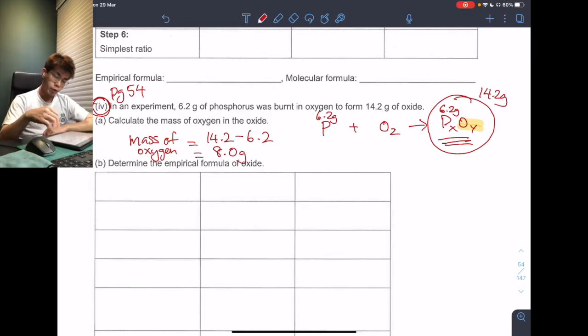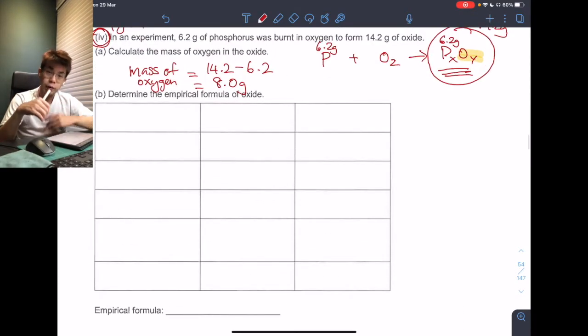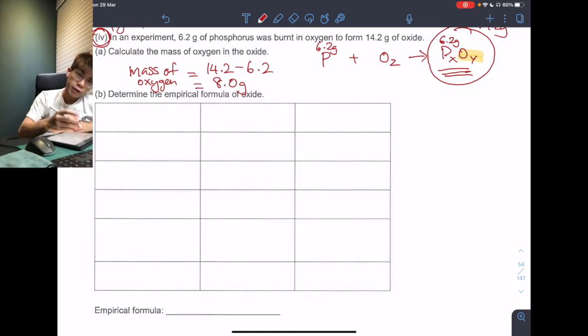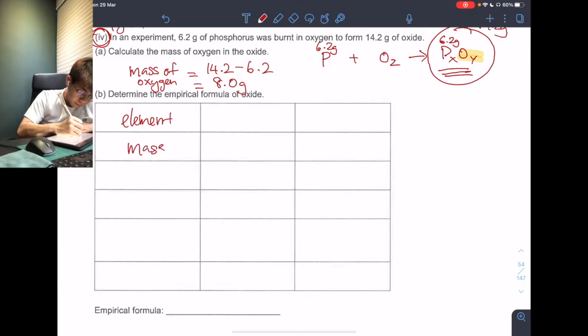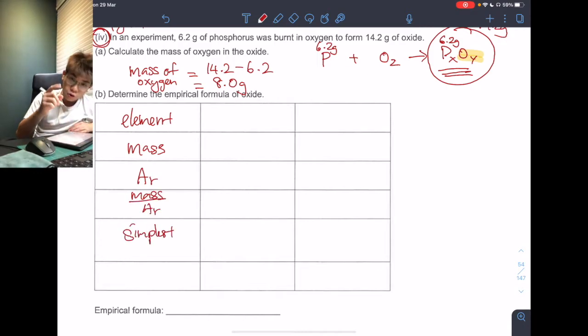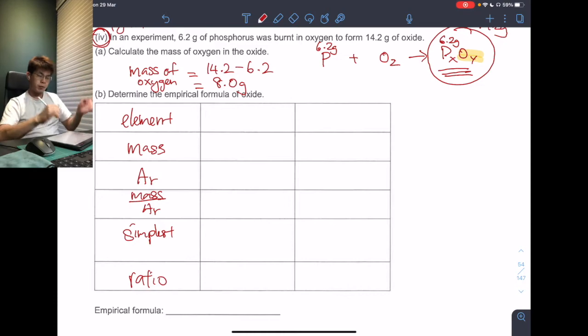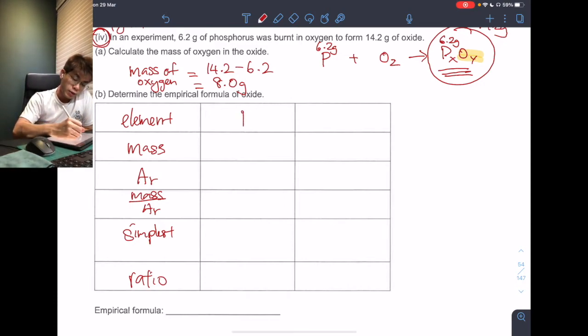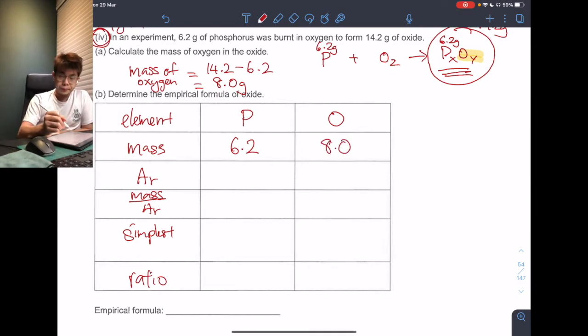So to find the empirical formula, I can do the table again. So table headings, let me bring you through again. Element, mass, Ar, mass divided by Ar, simplest ratio or smallest, up to you, and then ratio. So the two elements that are present are P and O. Remember, atoms, okay? Atoms. Mass, for P we have 6.2 and here we have 8.0.